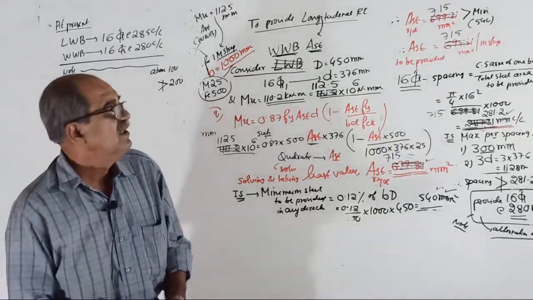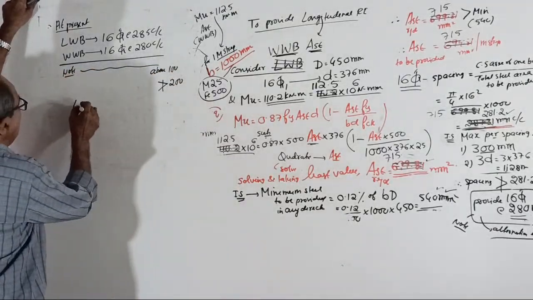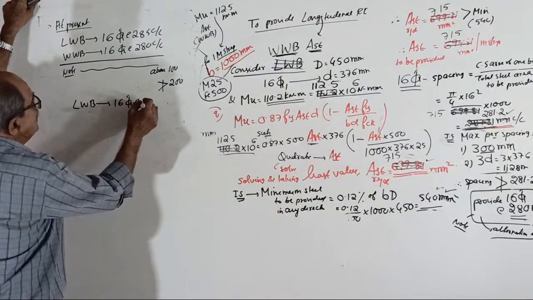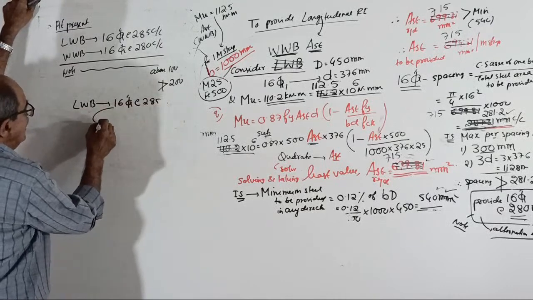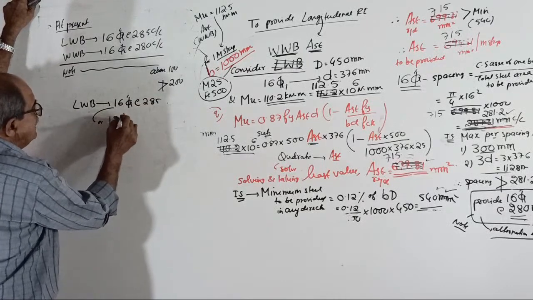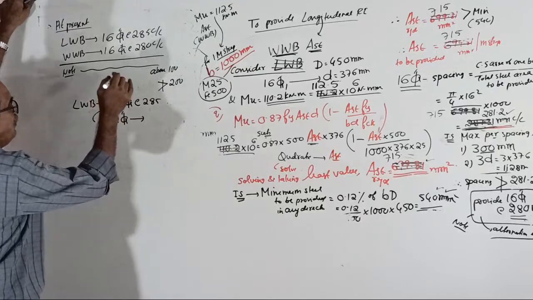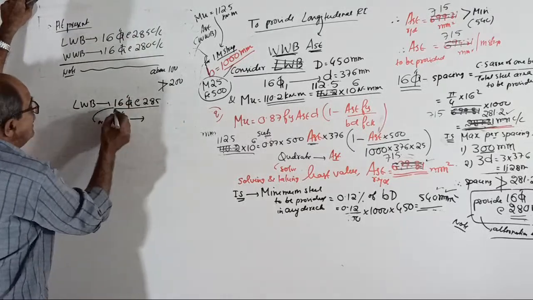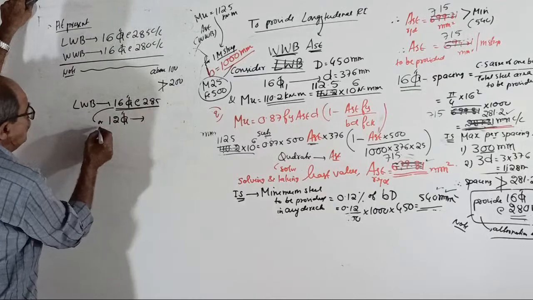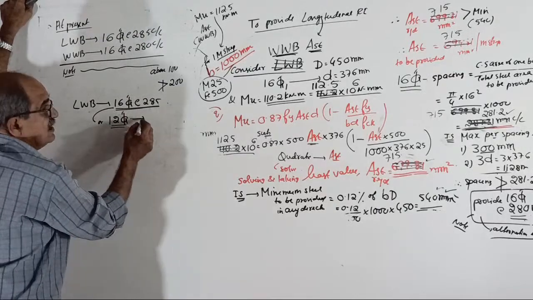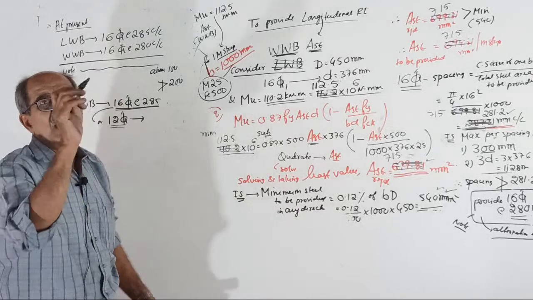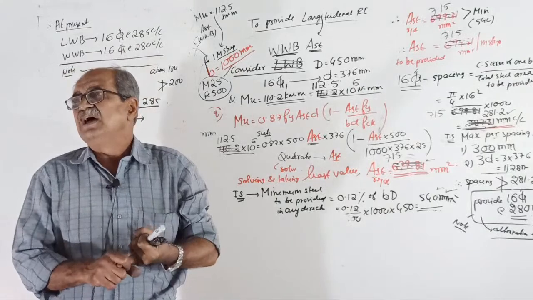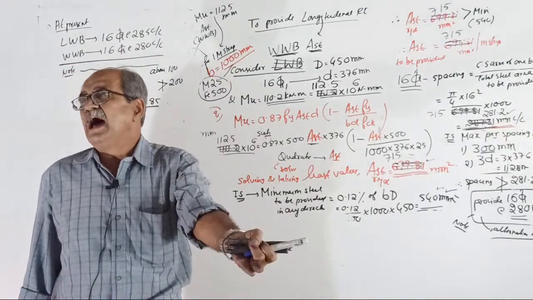So now, lengthwise bending. At present we have 16 tor at 285, or you reduce to 12 tor. Tell the answer. If 12 tor, you should write to replace 16 tor. If you are going for 12 tor, tell me what should be the spacing. I told you thoroughly in the RCC class and also in the ETABS class.